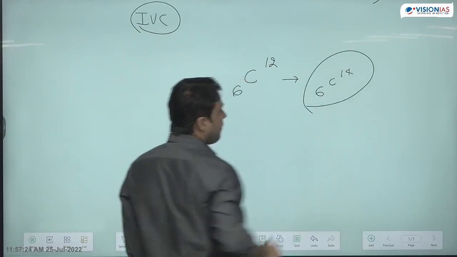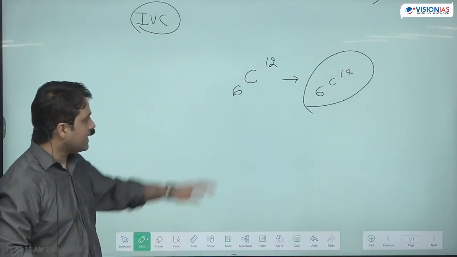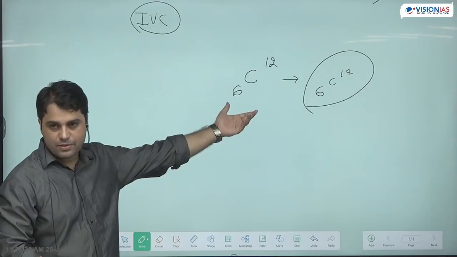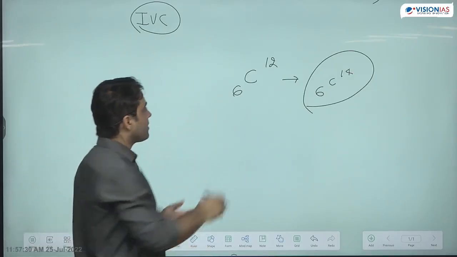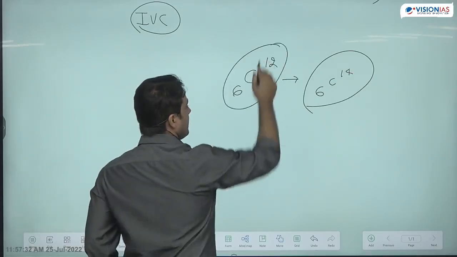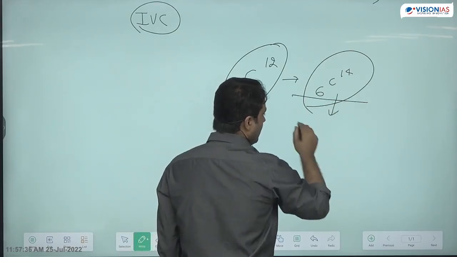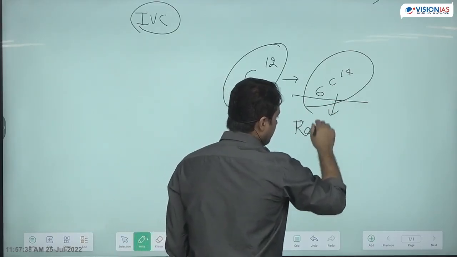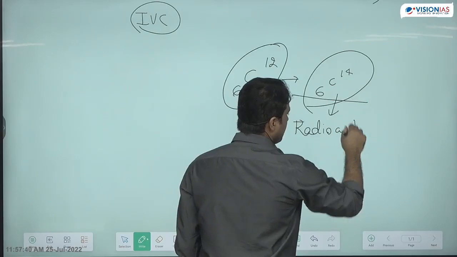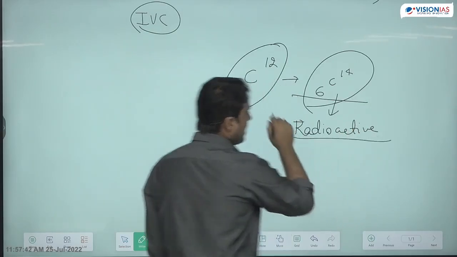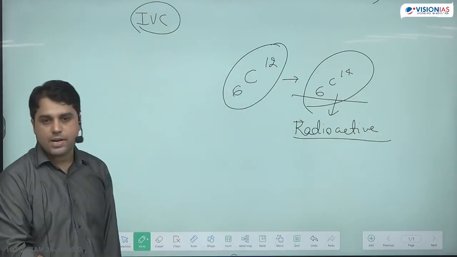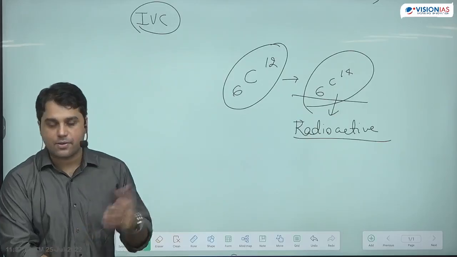But there is another isotope of carbon which is very popular. It's 6C14. What it means is that it has 6 protons and 8 neutrons. Such things are called isotopes of each other. Now it turns out that this 6C14 is radioactive. What does radioactive mean? Radioactive nuclei are not very stable.